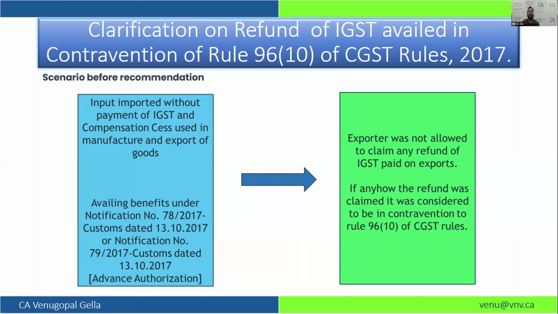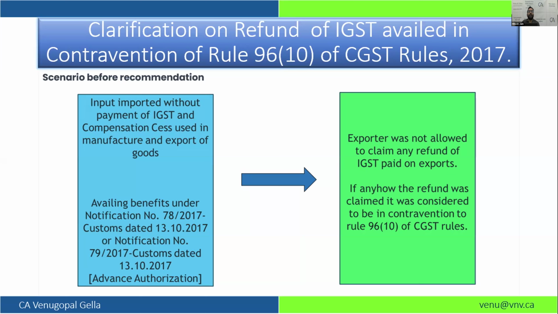Now the clarification which has come from the GST Council, and the CBIC has issued a circular on the matter, is that even in case you have imported your inputs without payment of IGST and compensation cess, thereby claiming the benefit of advance authorization, and later on at any stage the jurisdictional customs officer has reassessed your original bill of entry and you have duly paid your IGST and compensation cess on such imports along with applicable interest, which you were liable to pay, then in such cases, the refund which you have claimed on payment of IGST for exporting the goods shall not be deemed to be in contravention of Rule 96, Subrule 10 of CGST Rules.